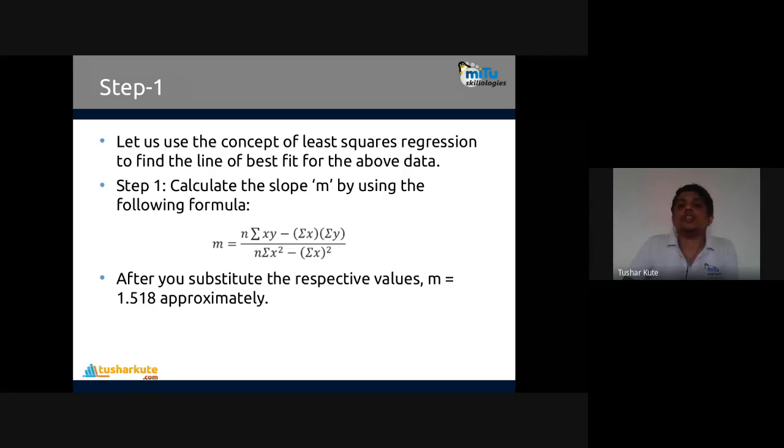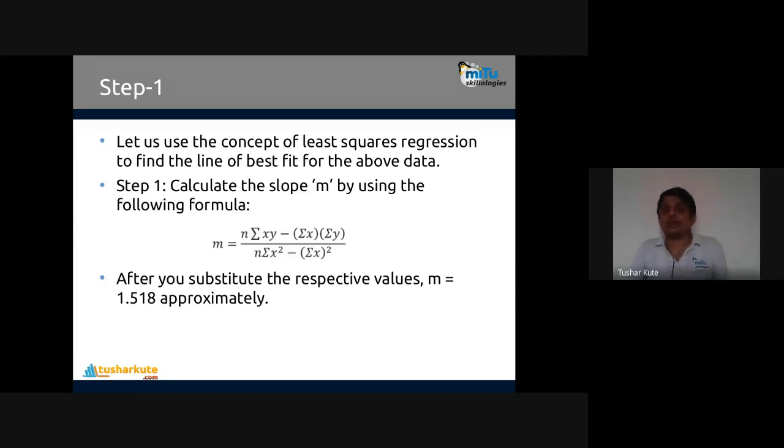Let us use the concept of least squares regression to find the line of best fit for this particular data. Step 1, calculate the slope m using the following formula: m is equal to n times the summation of xy minus the summation of x times the summation of y, divided by n times the summation of x squared minus the summation of x, all squared. After substituting all the values which I mentioned in the previous slide, I am getting the value of m as 1.518.